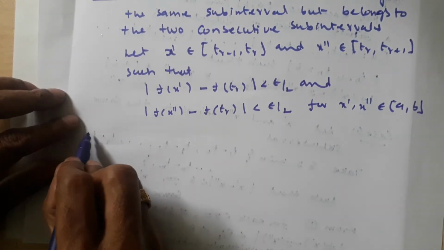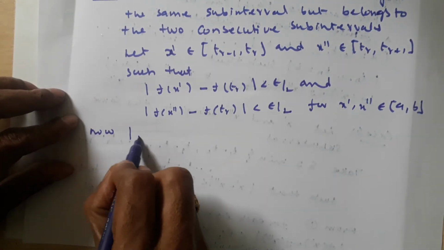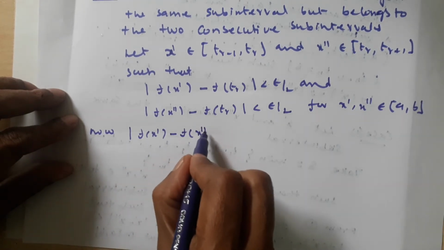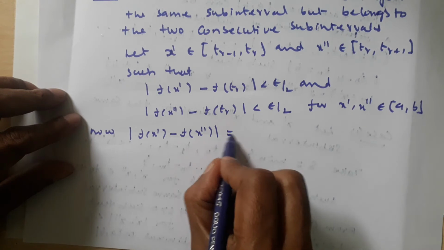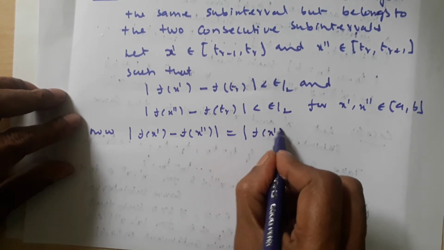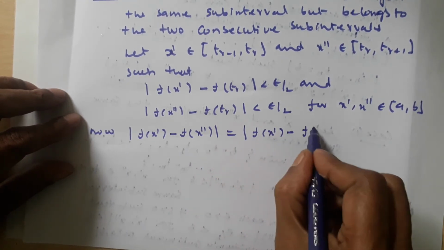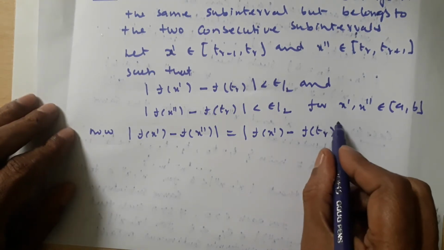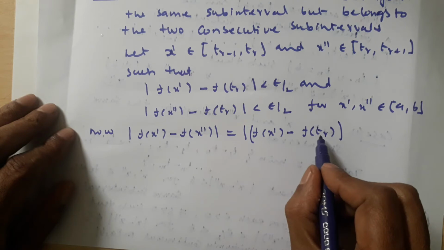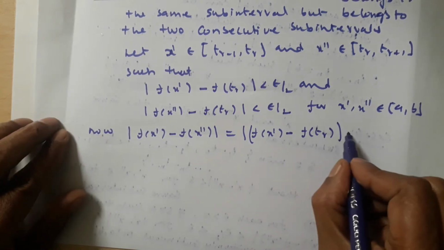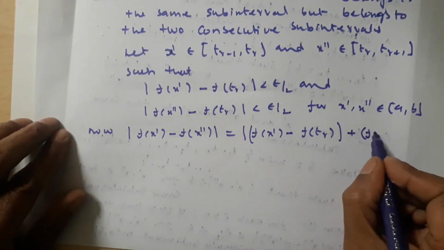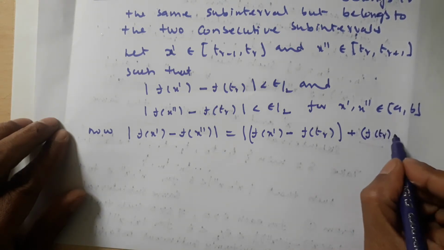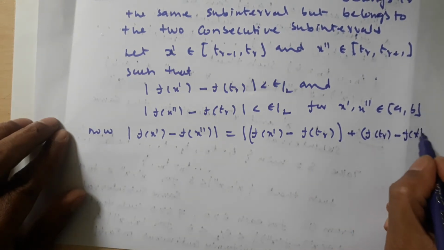Now, |f(x') - f(x'')| is equal to |f(x') - f(t_r)|, adding and subtracting f(t_r), plus f(t_r) minus f(x'').